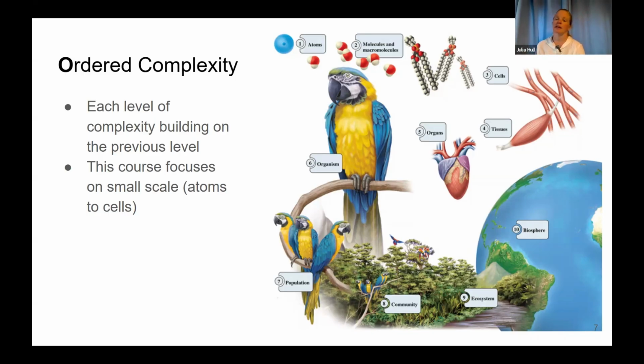Each of these levels depends on what's going on at the lower levels. So if we want to understand how organ systems work together, we need to understand tissues and cells. If we want to understand cells, then we need to look at what's going on at the molecular level. If we need to know what's going on at the molecular level, we need to understand what's going on at atoms. So that's why in this first semester biology course, we're going to focus on the small scale. We're going to look at atoms and molecules for our first couple chapters, and then we'll spend the rest of the class looking at the cellular level. And then as you go on in your education, we'll start to look at these bigger scales.